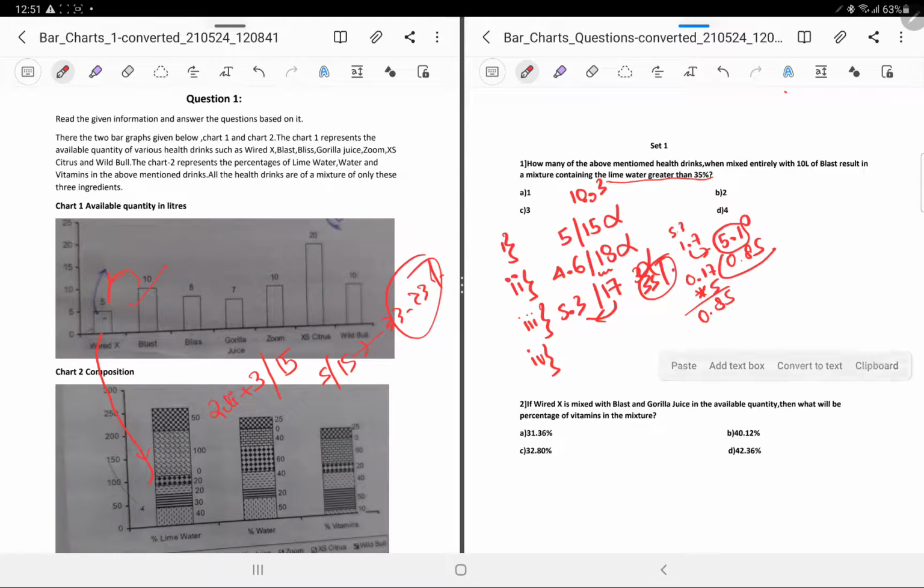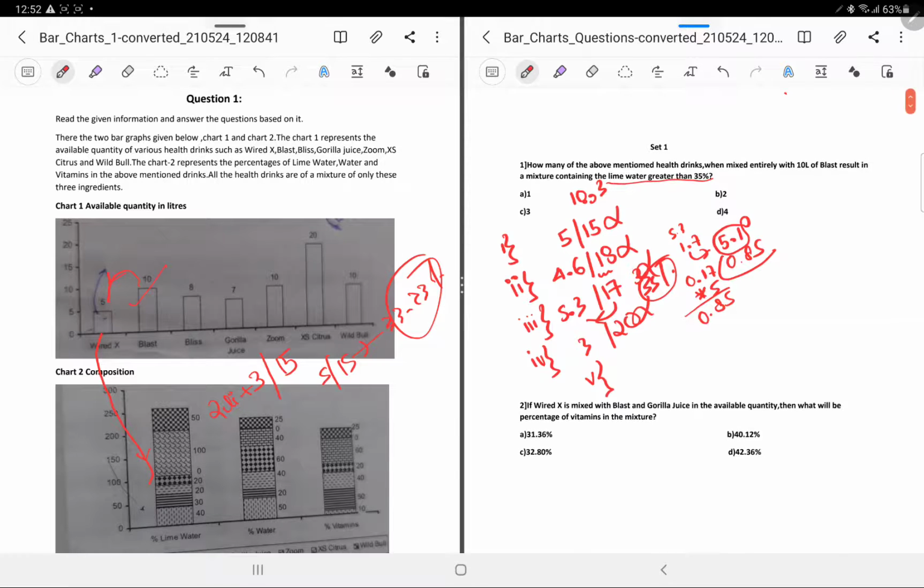Next is Zoom. So Zoom is 20, the entire is 20. Then Zoom has 0% of this, so obviously this is not acceptable. Then you have the fifth, Excess Citrus. The entire quantity would be 20 plus 10, 30, and obviously 20 liters is the lime itself. So this would be in the list. This would go much beyond even 66.66%.